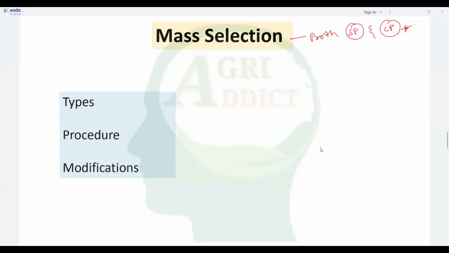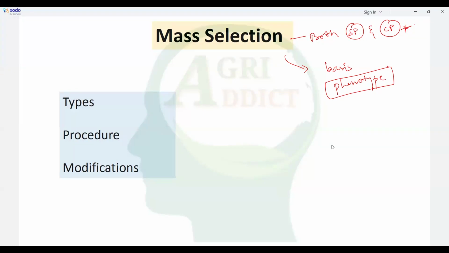So can anyone say, there is one particular basis on which mass selection is practiced. Does anyone know what is the basis? Phenotype. Yeah. Okay. So the basis of mass selection is phenotype. You just look at the phenotype, select the superior one, forward them. Again, look at the phenotype, select the superior one, forward them. It is just as simple as that. Okay. It can be practiced in both self-pollinated as well as cross-pollinated crops, right?